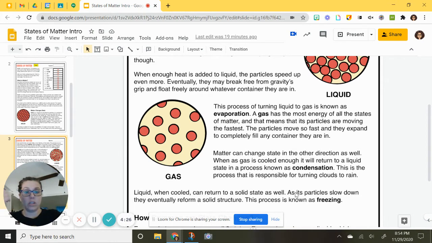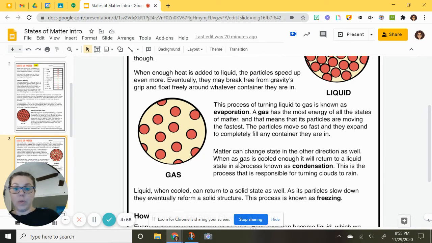Matter can change state. So remember, our states are solid, liquid, gas. In the other direction as well, when a gas is cooled enough, it will return to a liquid state. This process is known as condensation. This is the process that is responsible for clouds turning to rain. Oh, that makes sense. So rain is liquid water, or gas water that's turned into liquid water.